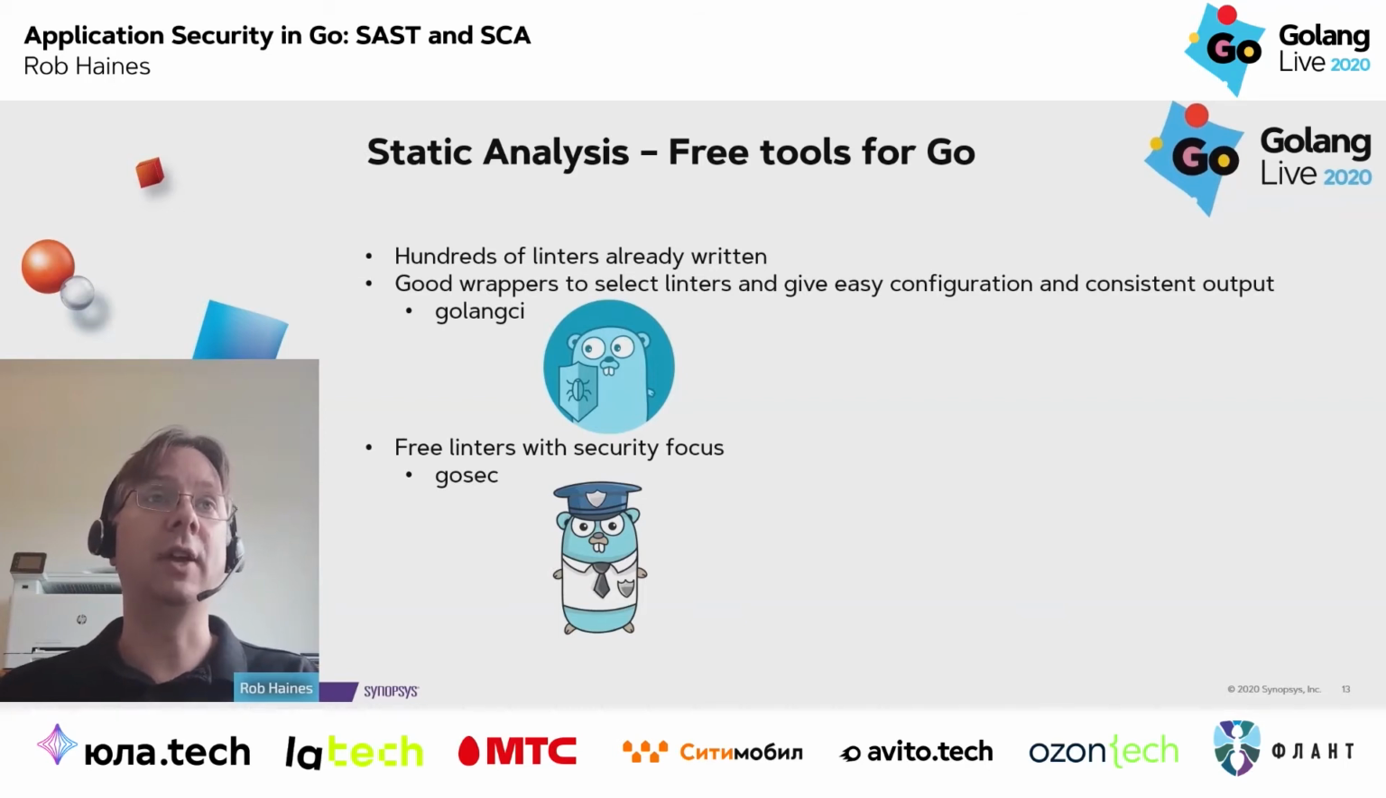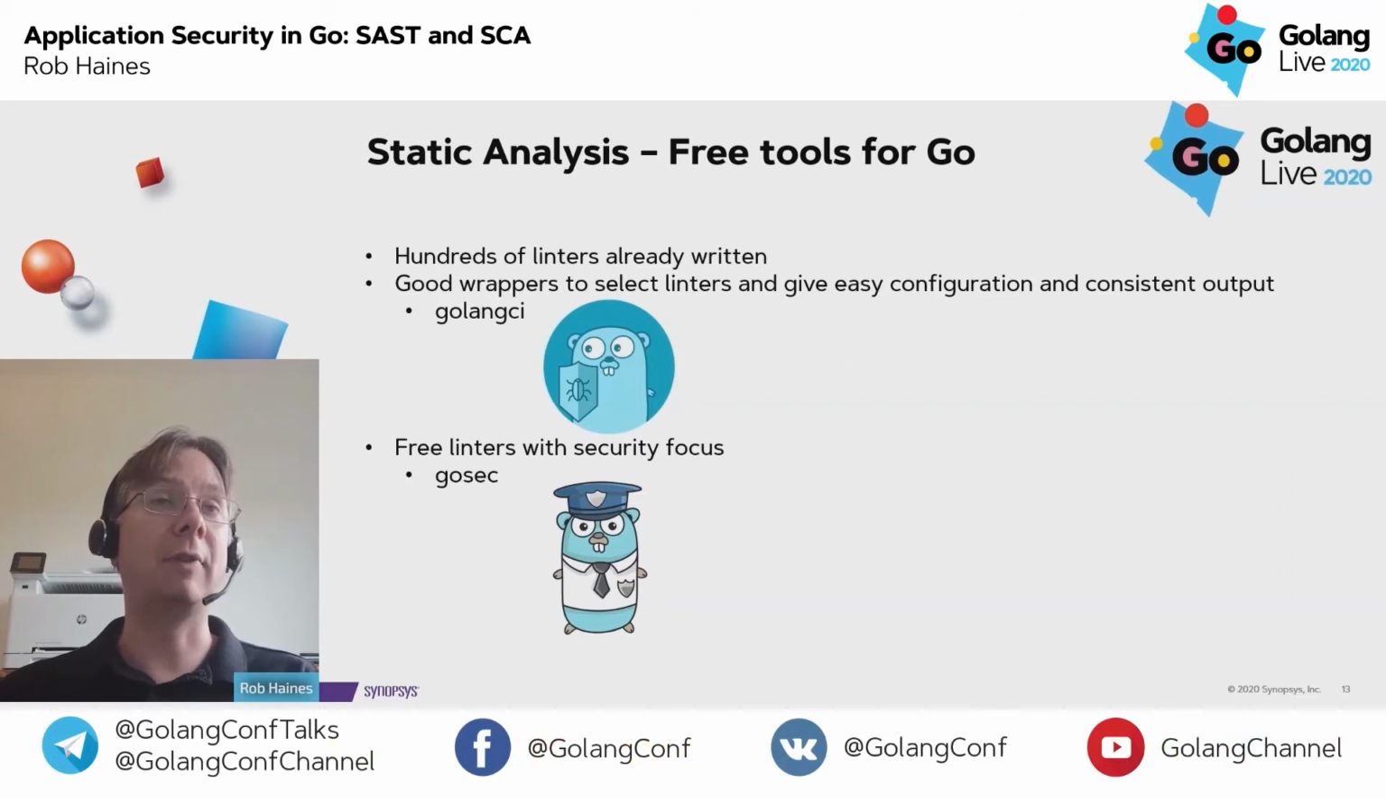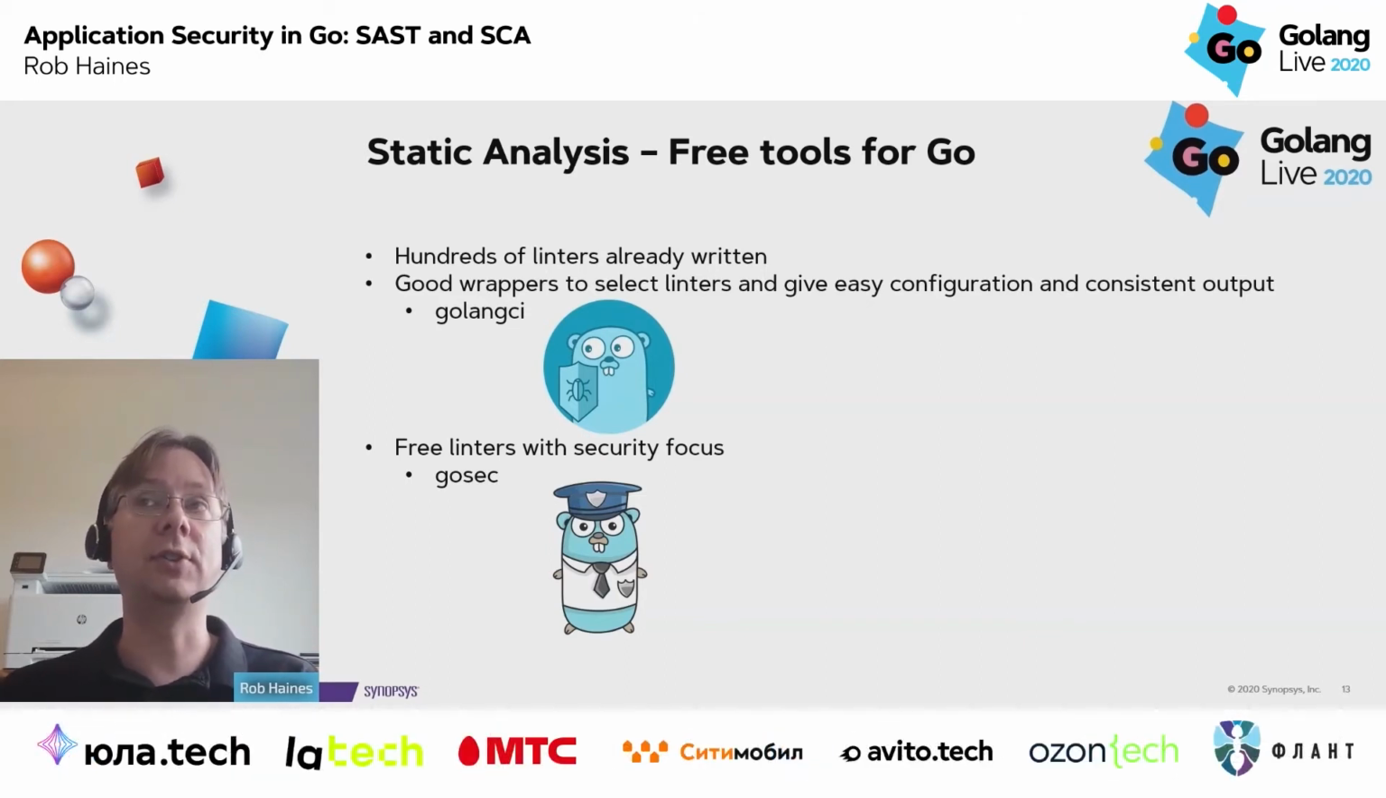So I would advise that, if you haven't already, you go and look at GolangCI, which is a wrapper that allows you to select different linters that have already been written, easy to configure, and it gives you a consistent output. In terms of security focus, which we're particularly interested in today, you already have the GoSec project, which looks for various security issues, and you can use this to find security issues free of charge.